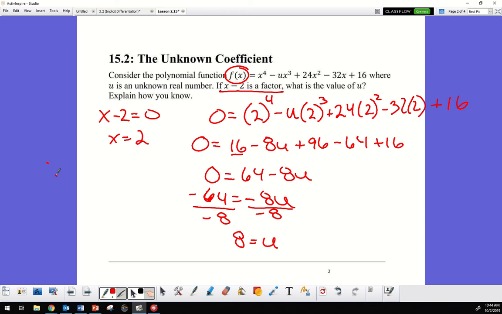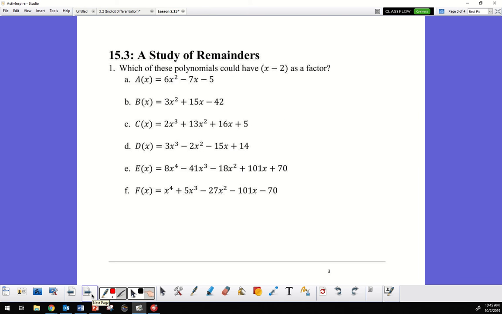Here's a hint. You got a test question like this coming up. Really? Yeah, after break. Yes. Yeah, y'all probably forget about it by then.